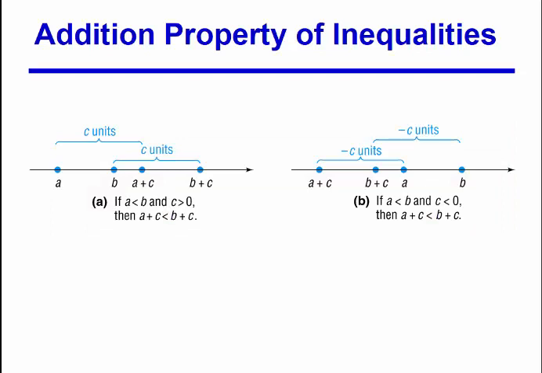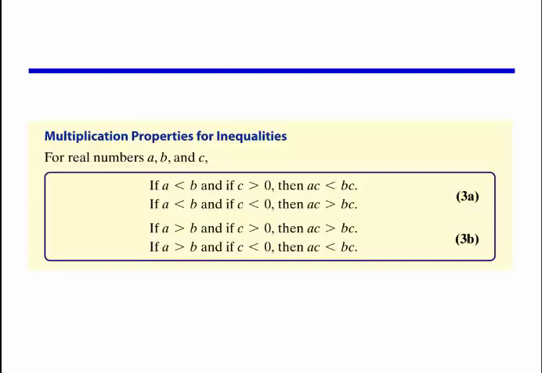So if a is less than b and c is greater than 0, then a times c is less than b times c, and you can see it here in the number line. And then for b, if a is less than b and c is less than 0, then a times c is greater than b times c. Multiplication property for inequalities. I'm not going to read them all, but you can see them listed there.